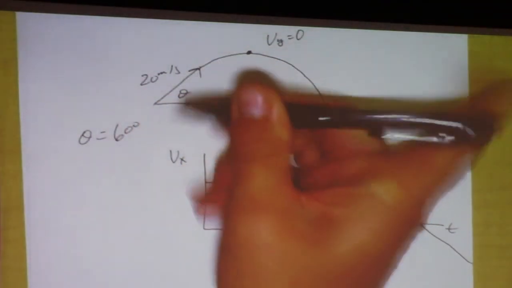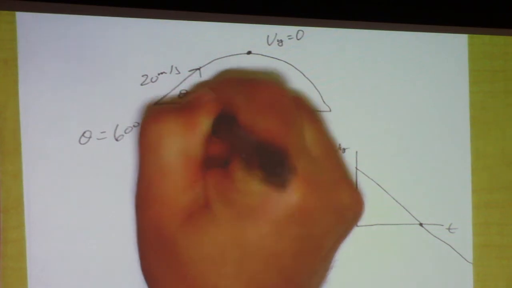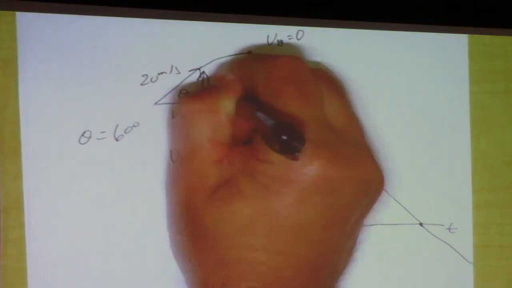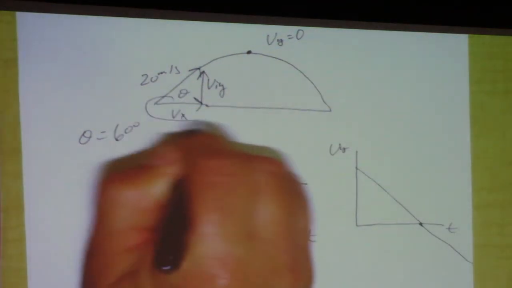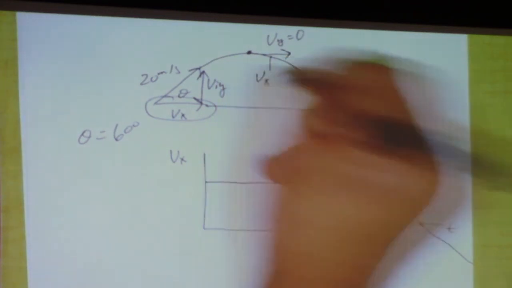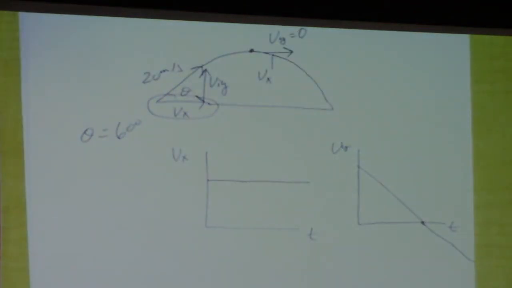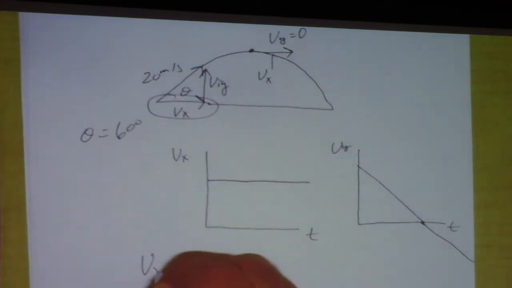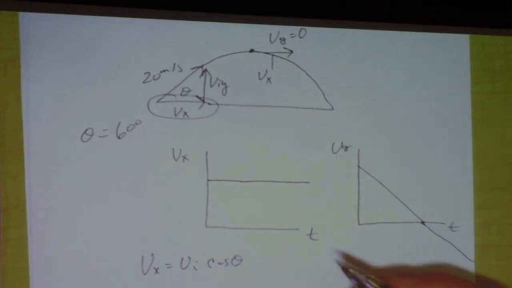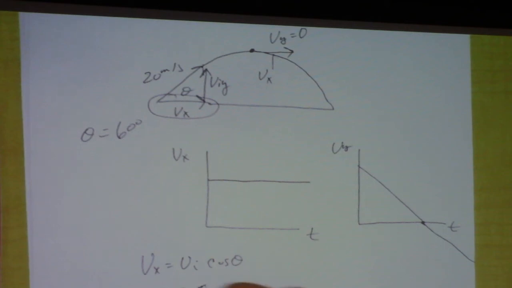So this overall velocity has an x part and an initial part in the y. At the highest point, the x part is the only thing that we have. So really they're asking, what is the x velocity? The x velocity is the overall velocity times the cosine of theta. So we've got 20 meters per second times the cosine of 60.